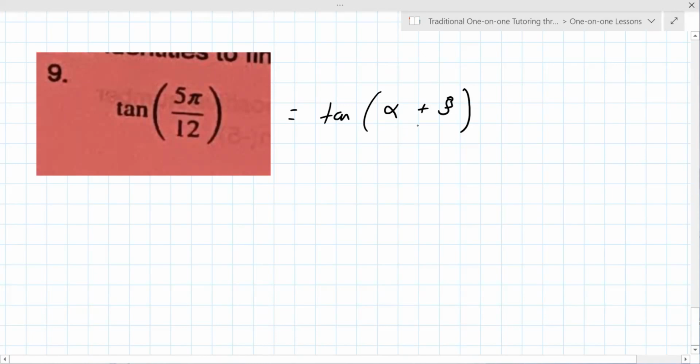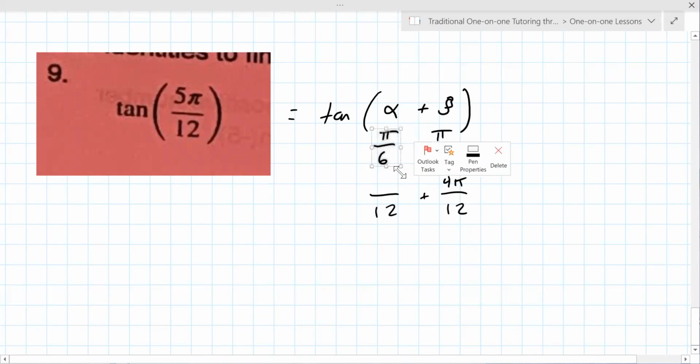And these are kind of non-obvious. So it's like pi over 6 plus pi over 3. And you can see here that when you make a common denominator of 12, you get 4 pi here. Ooh, maybe this isn't right. Maybe it's pi over 4.